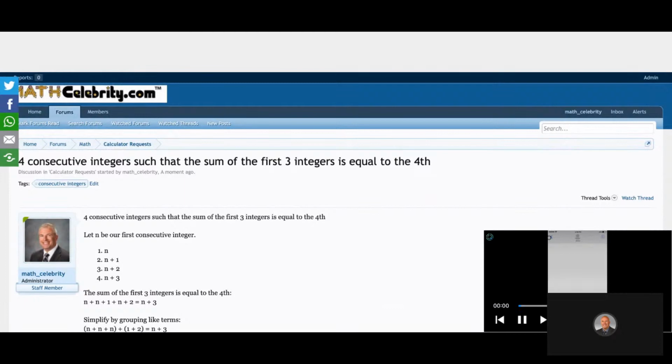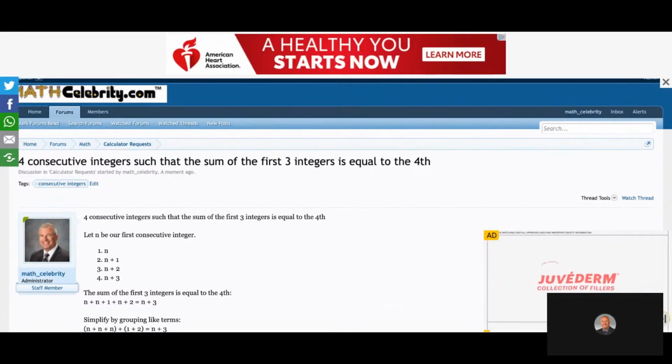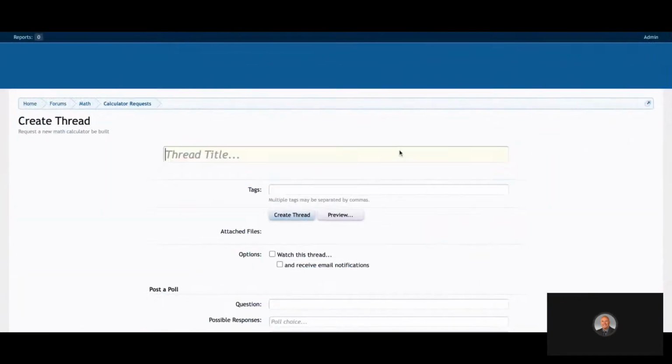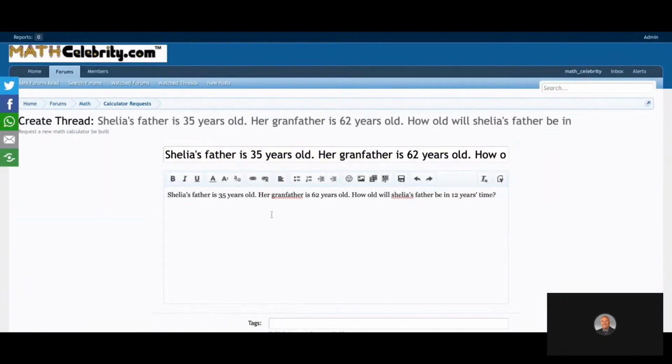All right, let's move on here. This one looks like a trick question, and some people were confused. They're like, can it be this easy? So it reads, Sheila's father is 35 years old. Her grandfather, let's spell that one right, is 62 years old. How old will Sheila's father be in 12 years' time? Well, if we're given her grandfather's age and how many years from now we want to know the age, we don't care about this.